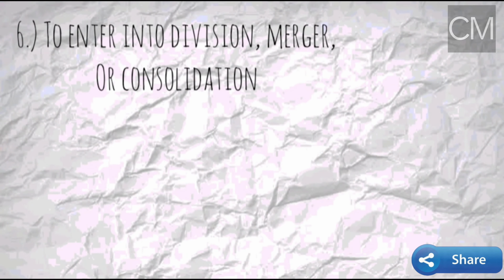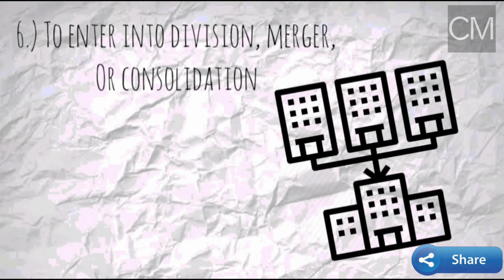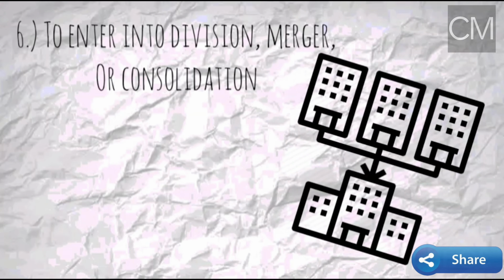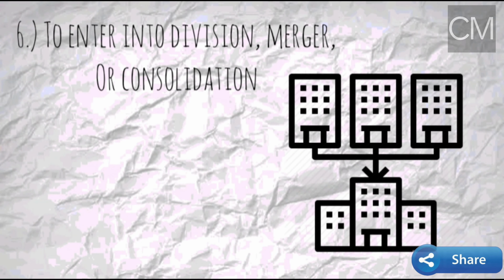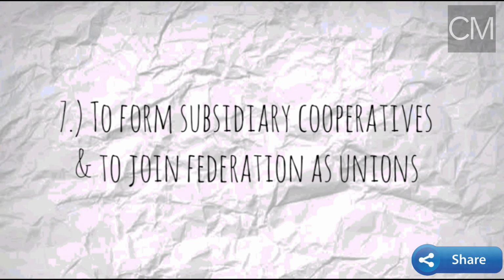Sixth, to enter into division, merger, or consolidation. Meaning, two or more cooperatives may merge into a single cooperative, which shall be one of the constituent cooperatives. Seventh, to form subsidiary cooperatives and to join federations or unions, meaning subsidiary cooperatives refer to any organization a majority of whose members or shareholders came from cooperatives.